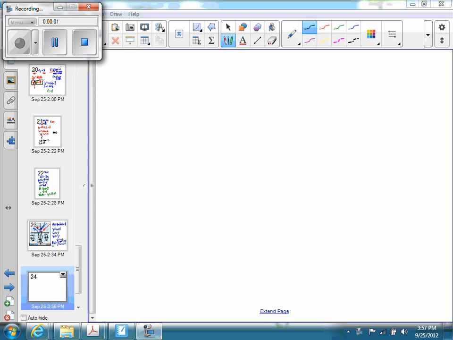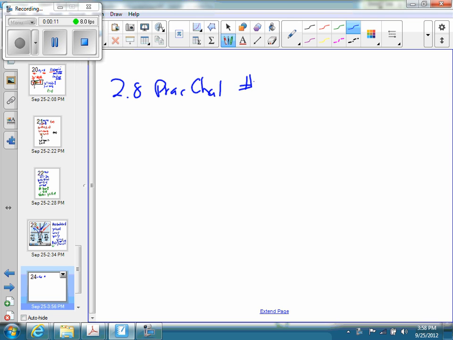Okay, so I am giving you a different approach to 2.8 practice challenge number 2. We did this one earlier today, and it's the boundary line has a slope of 4, and it passes through the point -1, 8.